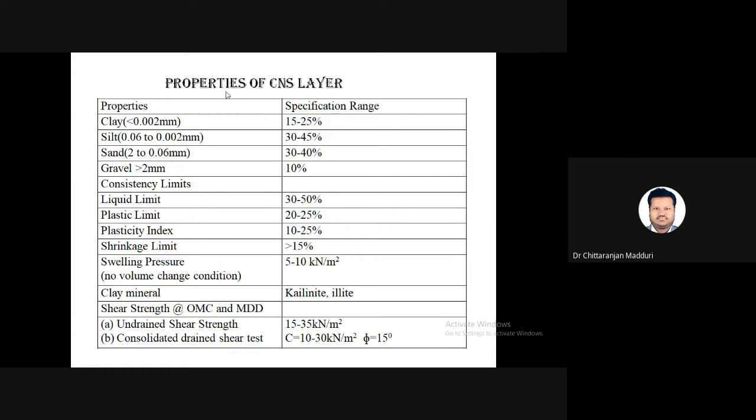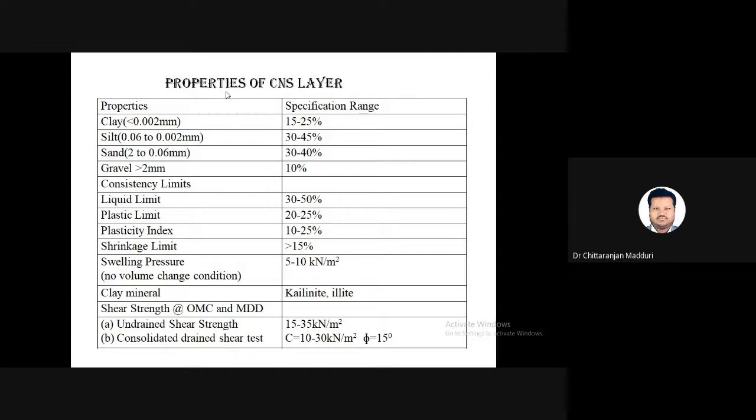Consistency limits: the soil should have 30 to 50% liquid limit, 20 to 25% plastic limit, 10 to 20% plasticity index, and the shrinkage limit is greater than 15%. The swelling pressure of a CNS layer is very low. It should be around 5 to 10 kilonewton per meter square.